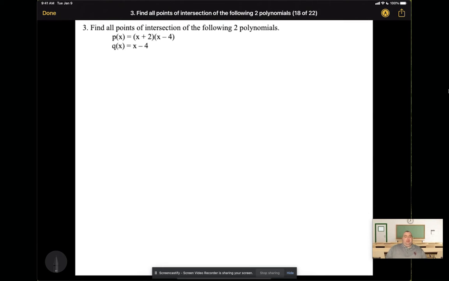Number 3, find all points of intersection of the following two polynomials. So the first thing I have to do, if you forgot, when we're finding the points of intersection, is to make sure that both polynomials are in standard form. Q is already in standard form, x minus 4, but P is not. So I have to convert P to standard form by using the box method.